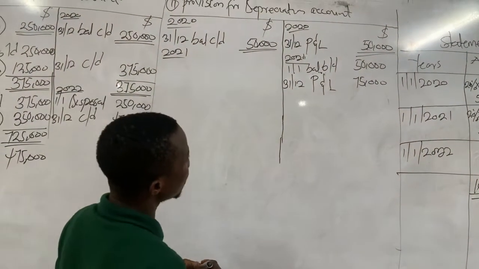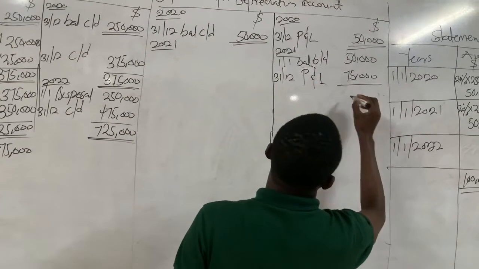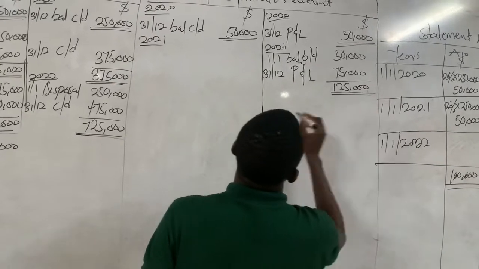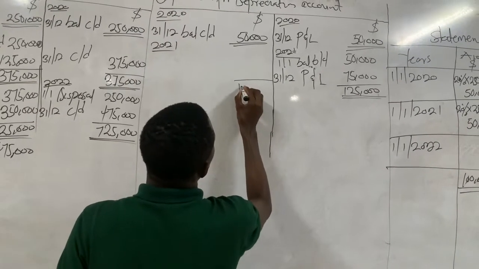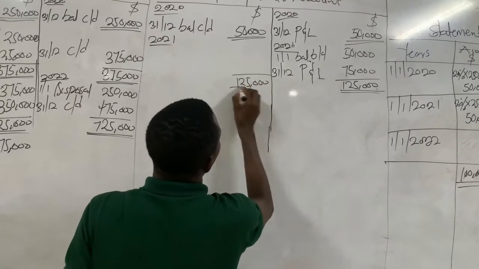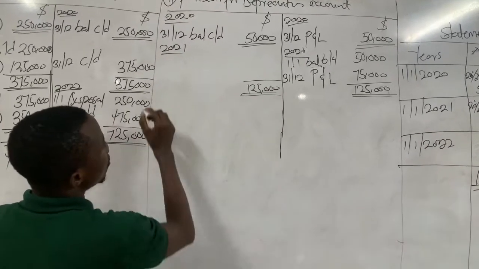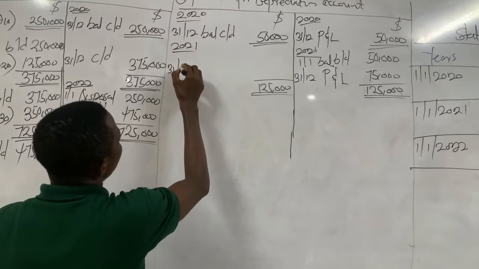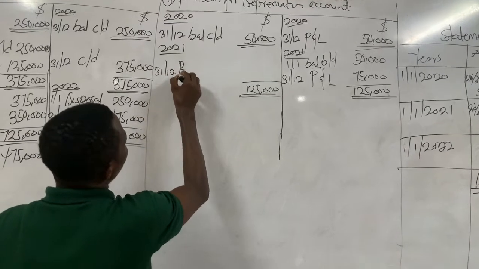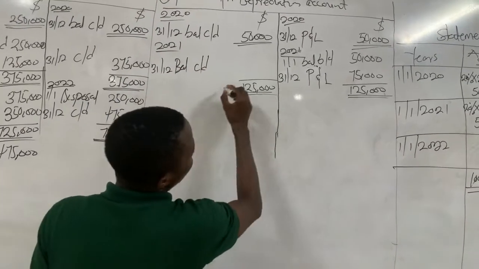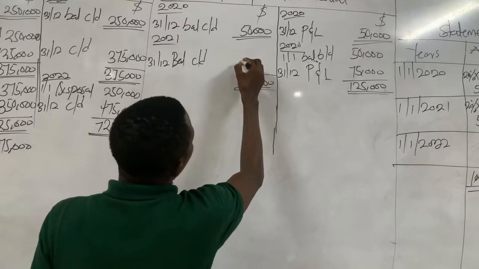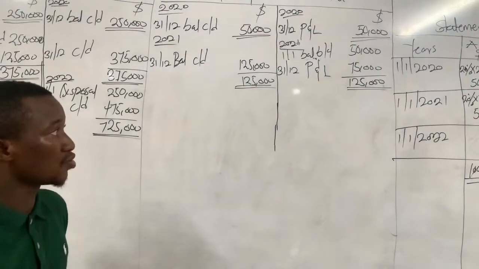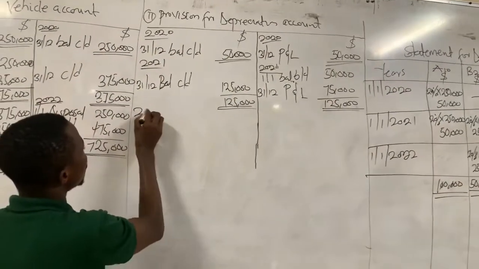And to close off this account, we are going to have 125,000. So this will be the balance on 31st December. The carrying amount will be 125,000. We are done for 2021. So we move to 2022.